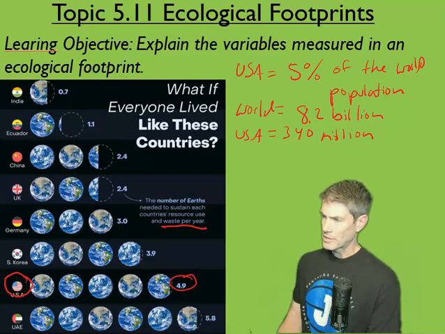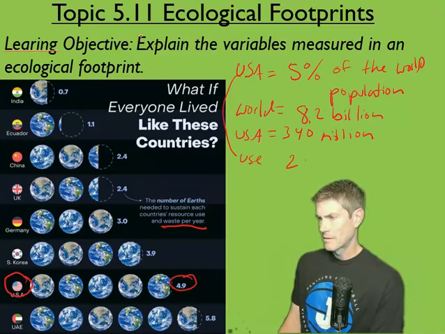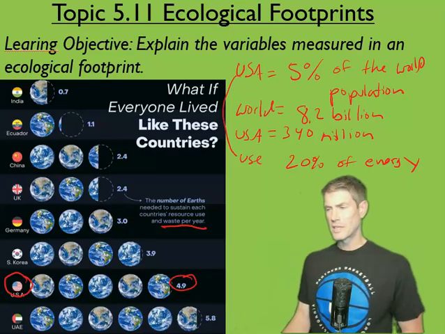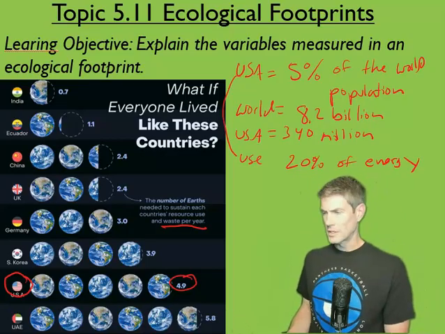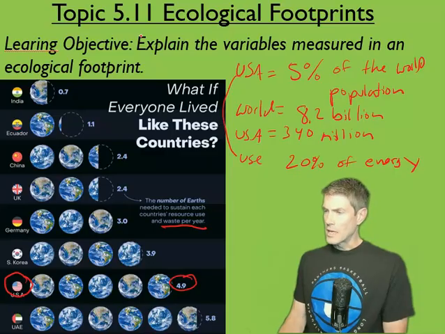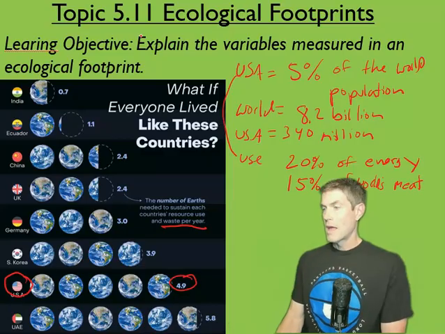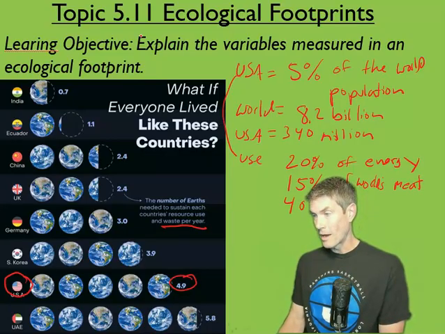So we are 5% of the world population, but we use 20% of the energy that the world uses. So think about that. That's pretty significant. 20% of all the energy the world uses, we use here in this country. And we eat about 15% of the world's meat. And we produce 40% of the garbage. Wow.